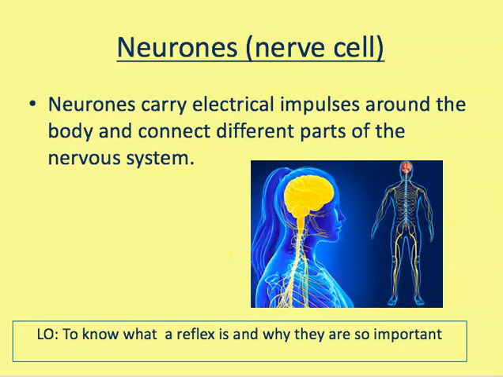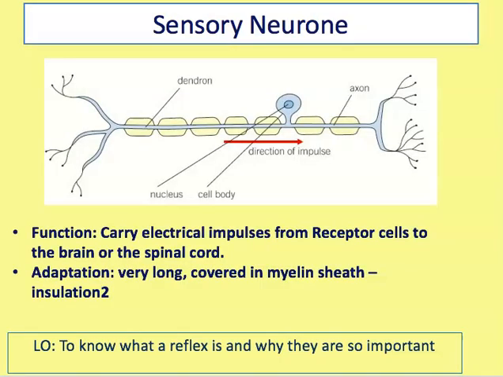Now, there are 3 that you need to know of, 2 of which you have heard of before. The first one is a sensory neuron. The sensory neuron carries electrical impulses from the receptor cells to the brain or the spinal cord. They're really long and they are covered in what we call a myelin sheath, which acts as insulation. In other words, it stops any of the electrical impulse being lost as it moves along, which allows it to happen really, really quickly. If that myelin sheath wasn't there, some of the electrical impulse would be lost on its journey and the impulse either wouldn't get there or would get there too slowly, and therefore we wouldn't be able to respond to our environment.